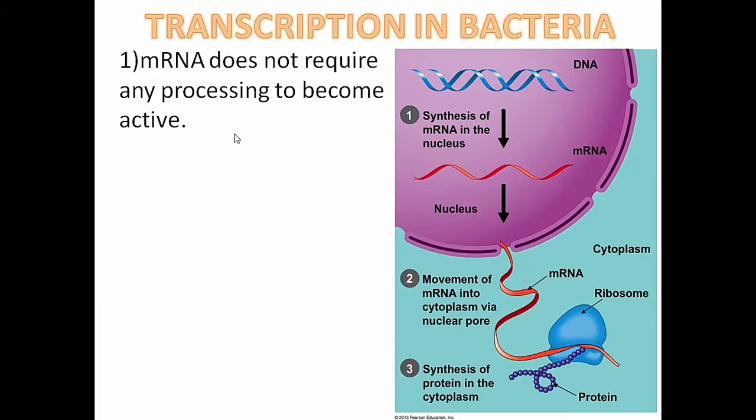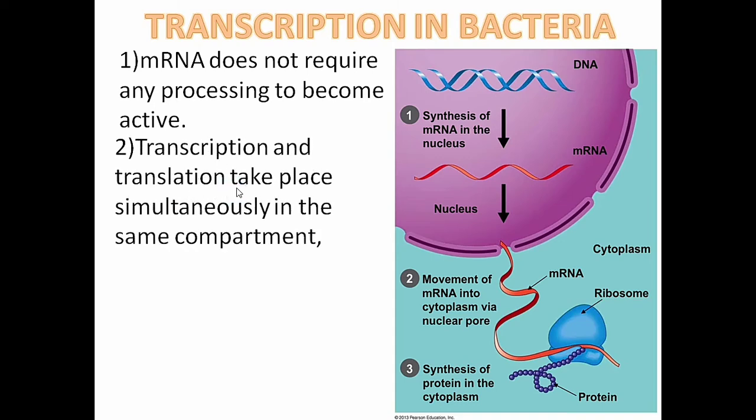There are two separate places for transcription and translation in eukaryotes. In prokaryotes, the mRNA does not require any processing to become active. We will learn about the processing at the end. The mRNA formed from the DNA is not a functional one in eukaryotes. It needs three steps of processing. We will study that at the end. But the prokaryotes do not need the three steps of processing.